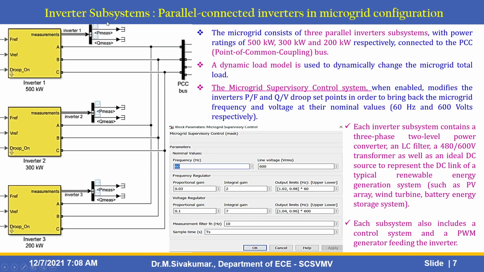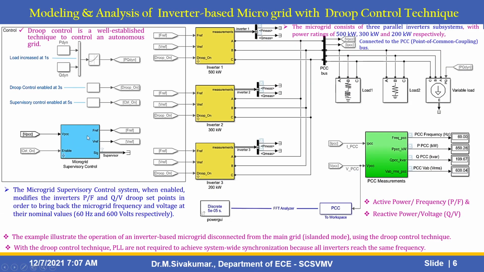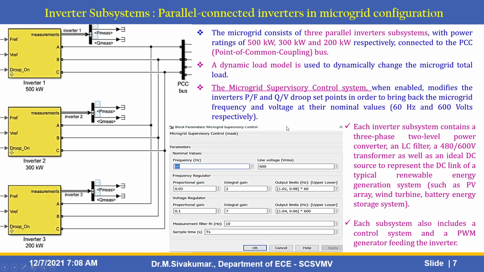Then the inverter subsystems. What are the 3 different inverter subsystems connected with the PCC bus? When you double click on this microgrid supervisory control block, we get this window. Here itself you can set the parameters, this is for inverter 1: 60 Hz frequency and line voltage 600 VRMS, and the frequency controller and voltage controller. Here you can set the PI gain, that is the proportional gain and integral gain, and the upper and lower output limits in terms of hertz.